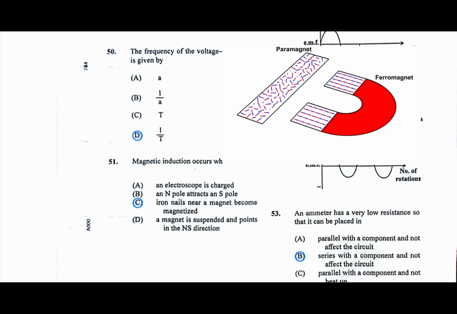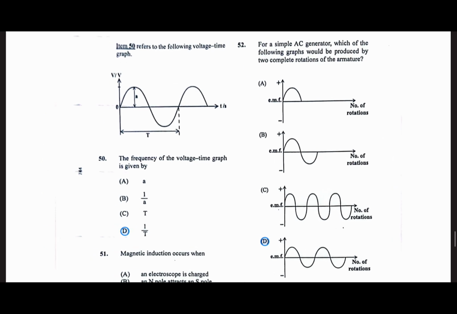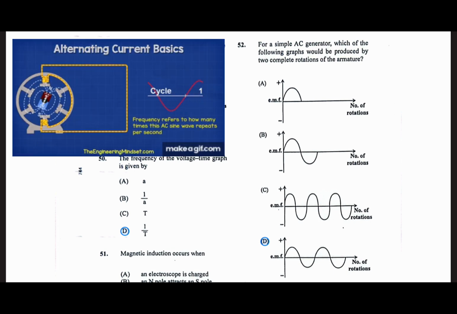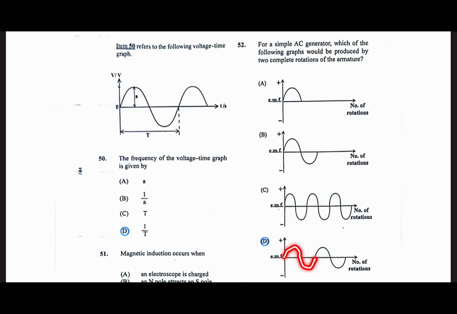And this process by which a nail or something that's a ferromagnet becomes magnetized without direct contact is called magnetic induction. 52. For a simple AC generator, which of the following graphs will be produced by 2 complete rotations of the armature? So when we talk about 2 complete rotations, we're talking about generating an up and a down. Right? And if I do it again, I'll generate another up and another down. So my answer is D. I will provide an animation so you can see what I'm talking about right here.